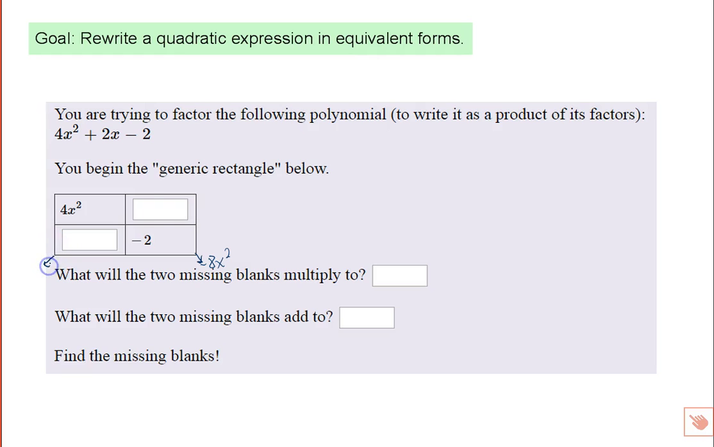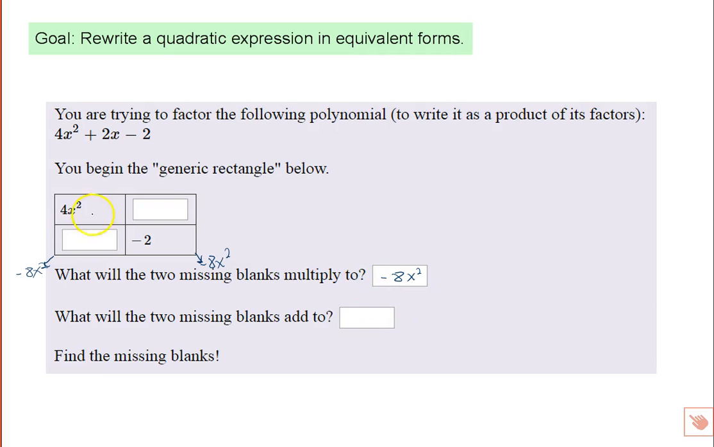So by default then, even though these are blank, they must have a product, or they must multiply to negative 8x squared. So that was one of the questions here. What will the two missing blanks multiply to? Well, it must be negative 8x squared.